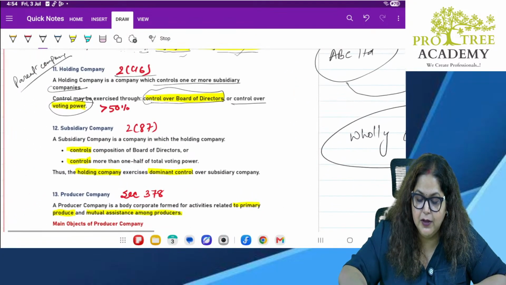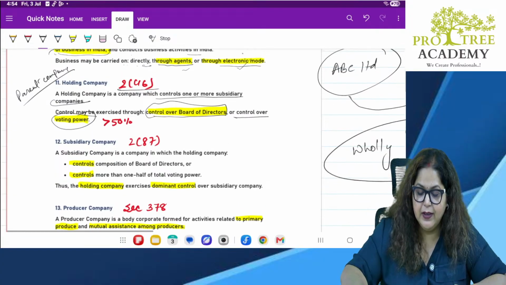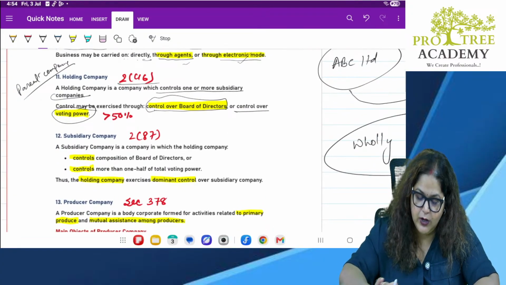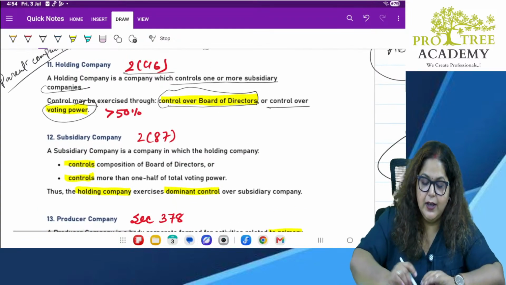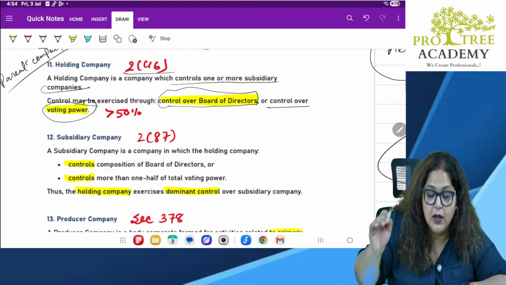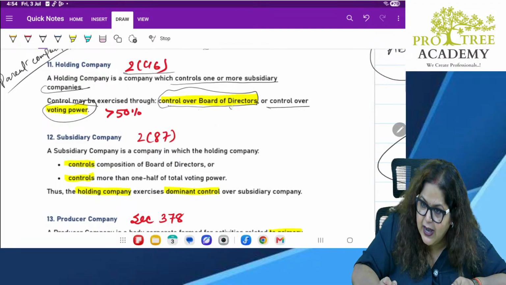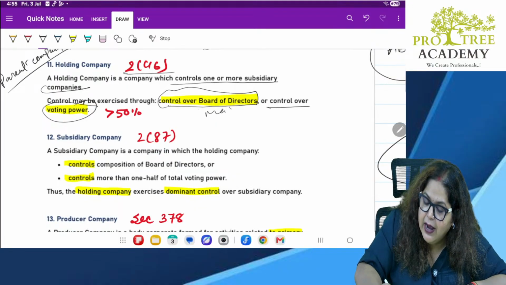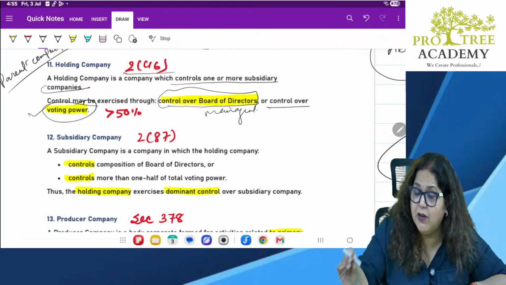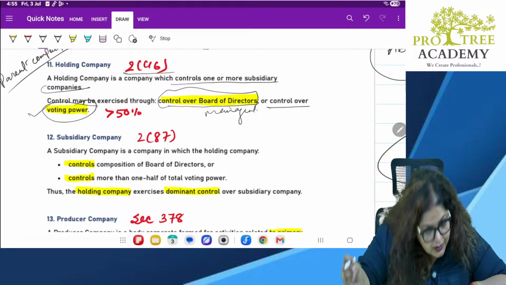So you may be a little bit confused. Okay, yes. I'll just read holding and subsidiary together. So you had seen holding company: if it has more than 50% control over the board of directors, meaning management, and control over what, guys? Voting power for the decision of the companies.